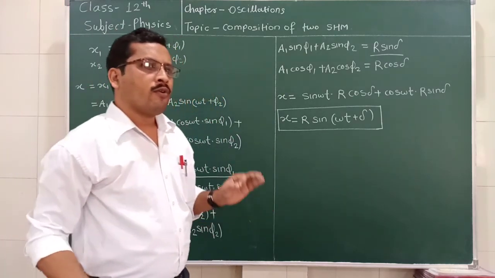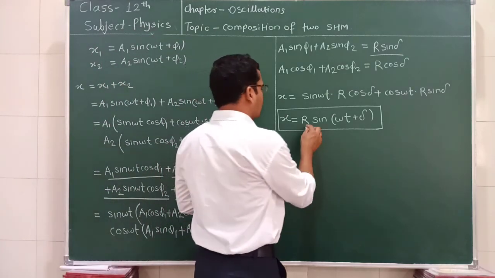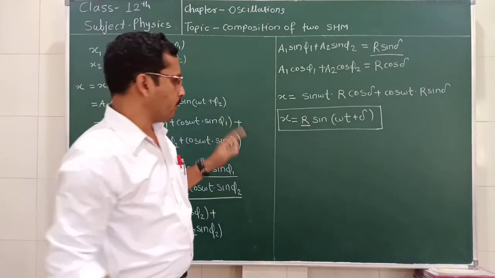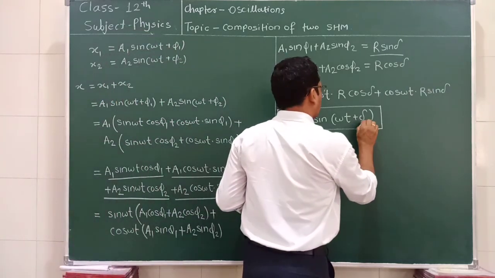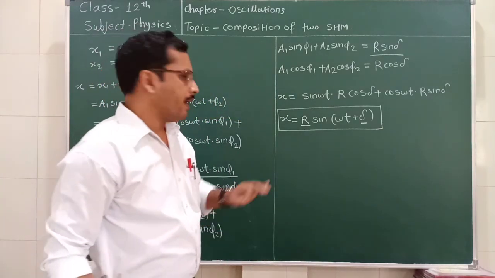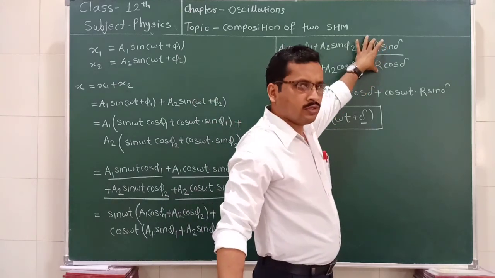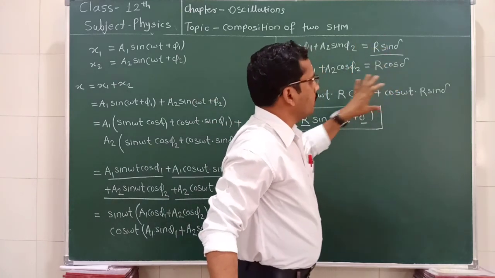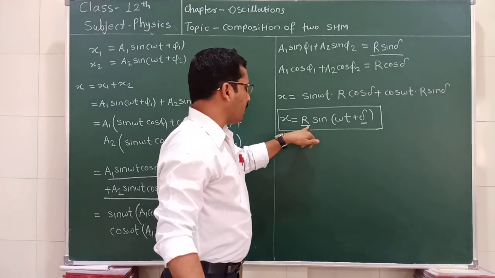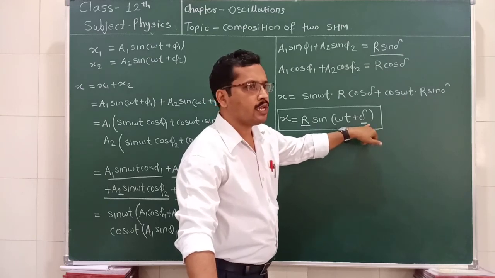Now we are going to find the two values in this equation, that is R, the resultant amplitude, and the resultant initial phase. This can be done with the help of these two equations. So we are going to derive a relation for the resultant amplitude and this resultant initial phase.